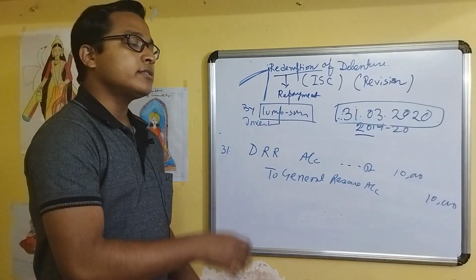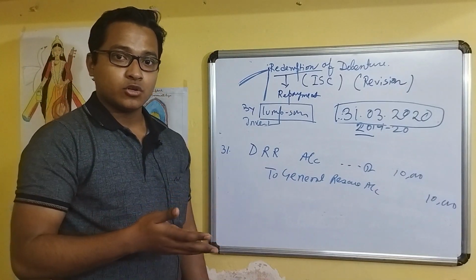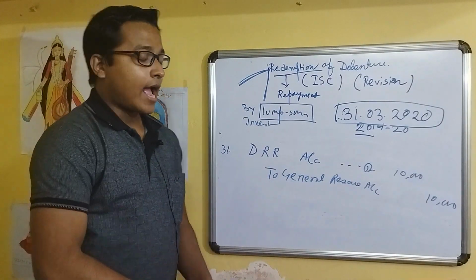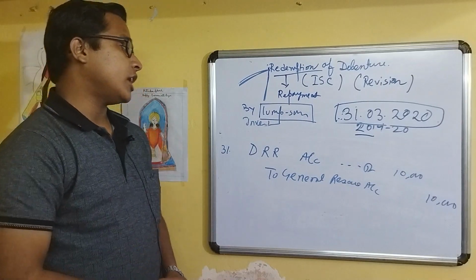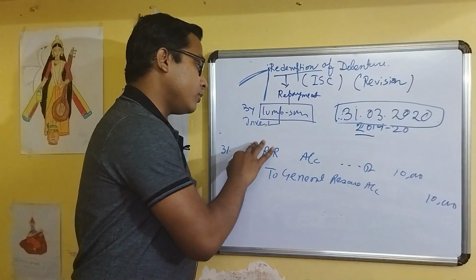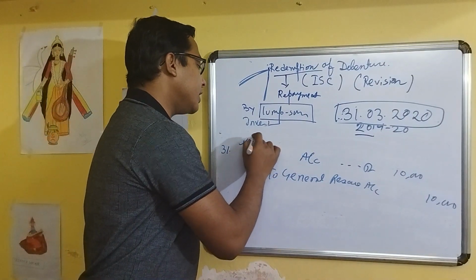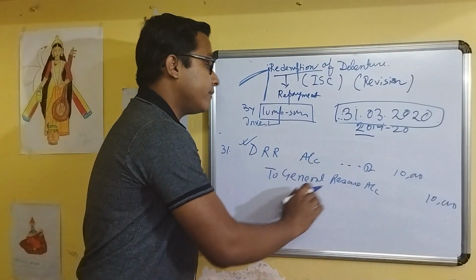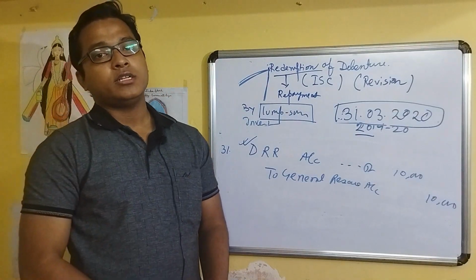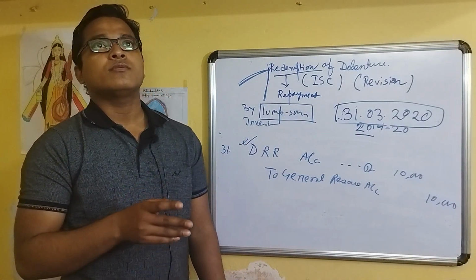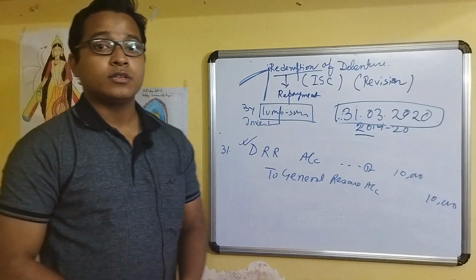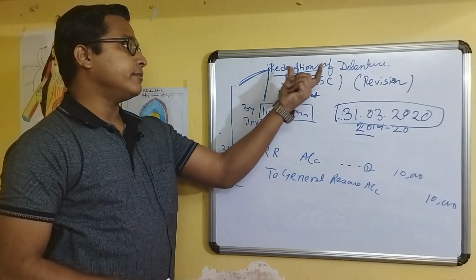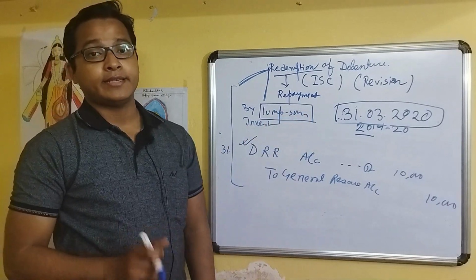The next journal is you have to pay the debenture holder the amount, that is debenture holder account debit to bank. And the last journal is you have to convert this DRR to the general reserve, that is DRR account debit to general reserve. So almost 4, 5, 6 journal entries should be made in case of redemption in lump sum cases.